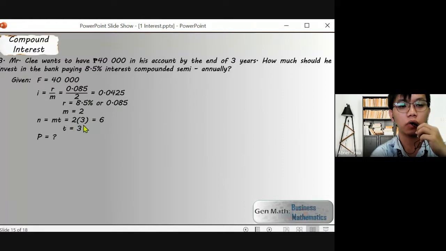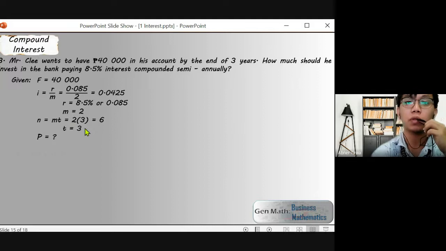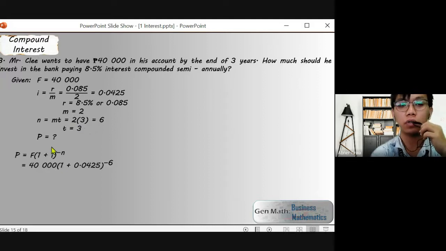Now we are going to solve for the N. So M is 2, still 2 yan. And then yung length of time, sabi dito, 3 years. So therefore, that is 3. And then 2 times 3 is equals to 6. And then the unknown here is the principal amount or present value. Then we're just going to use the formula in solving the principal amount, which is P which is equals to F multiplied to the quantity 1 plus I raised to negative n.